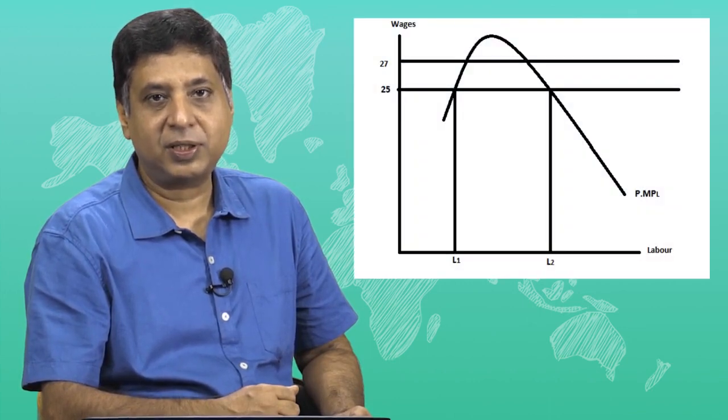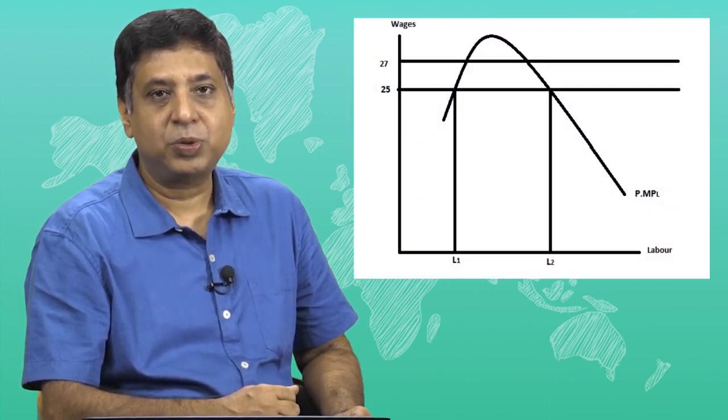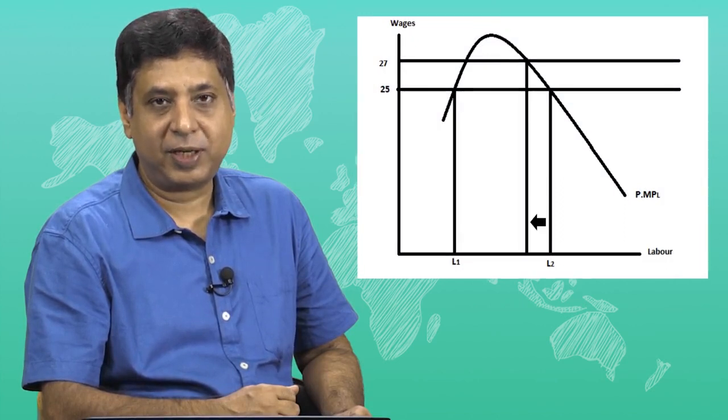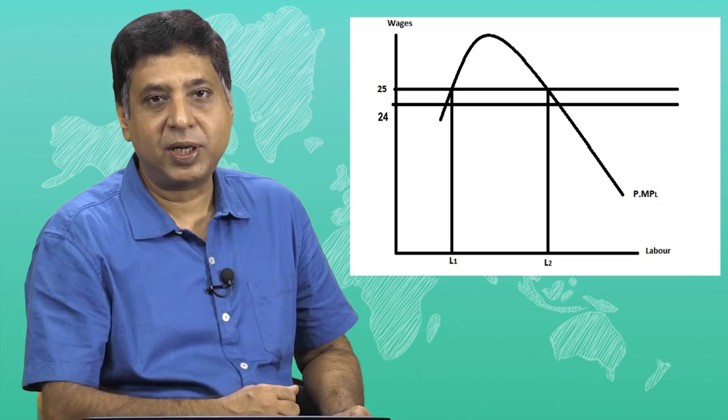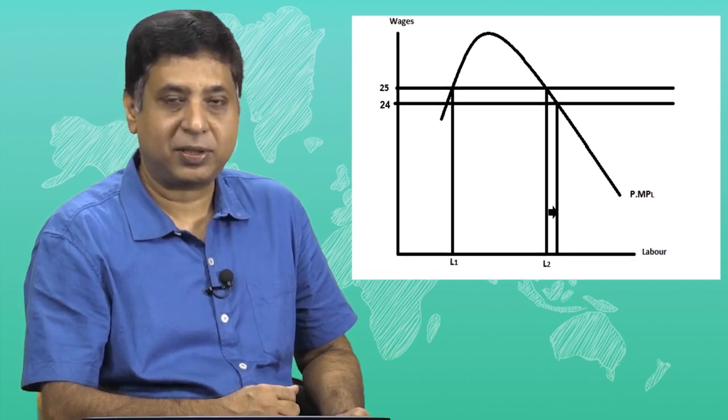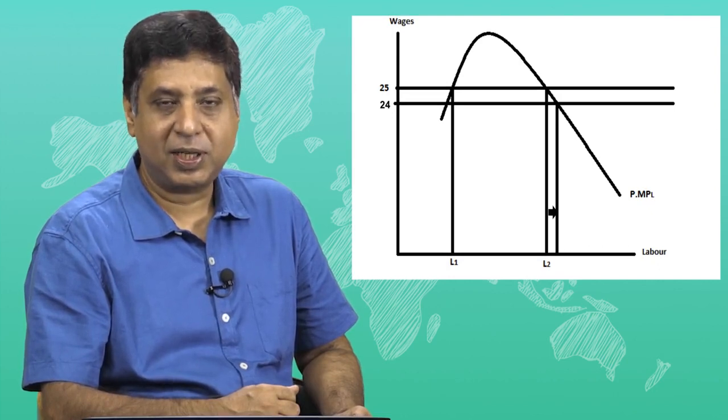You can think about what would happen if the wage rate was different. For a higher wage rate, you would choose a level of labor which is lower than L2. For a lower wage rate, you would choose a level of labor which is higher than L2. But nevertheless, the formula, that wages are equal to price times marginal product, must always hold.